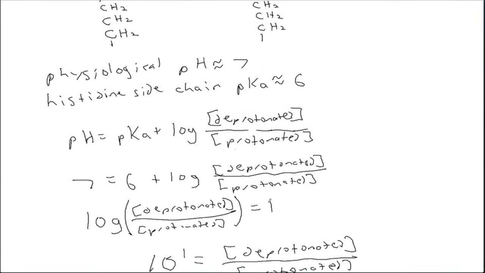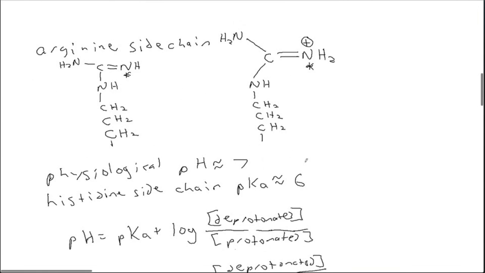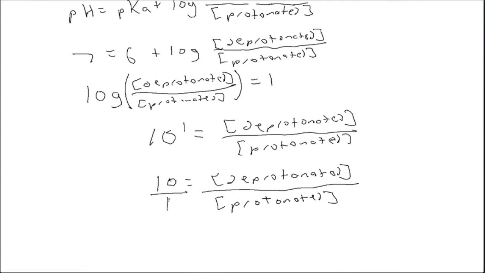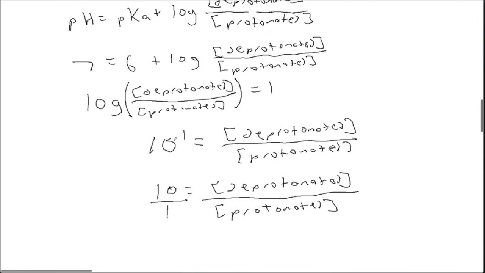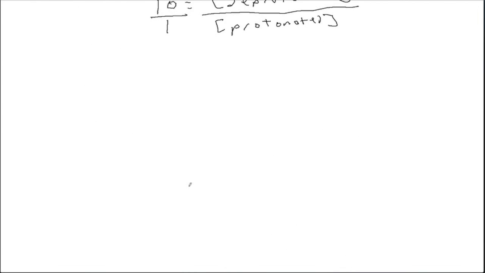So here's my point. We know that at physiological pH, histidine is mainly in the deprotonated form, but there's still a significant 10% fraction that's protonated. What we learned from this is that because 6 is only 1 unit less than 7, there's still going to be a significant amount of the minor form, about 10%. The ratio of one form to the other will be about 10 to 1.